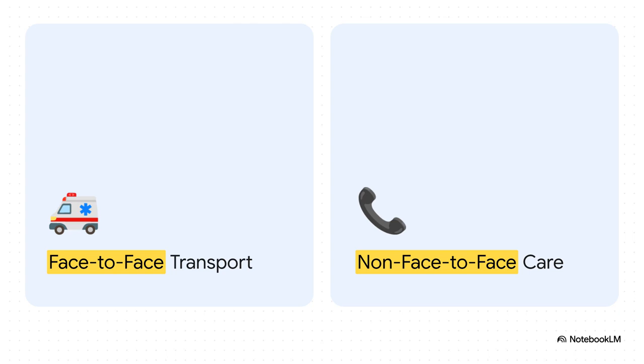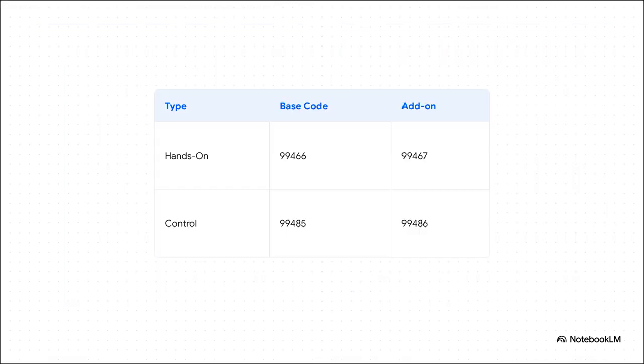And remember, you can never, ever report these two sets of codes together for the same patient by the same physician. Go ahead and take a mental screenshot of this slide right now, because these exact minute thresholds are what dictate your coding. Okay, for the hands-on, face-to-face transport, your base code is 99466, and that covers the first 30 to 74 minutes of direct contact. If the transport goes longer, you use the add-on code 99467 for each additional 30 minutes.